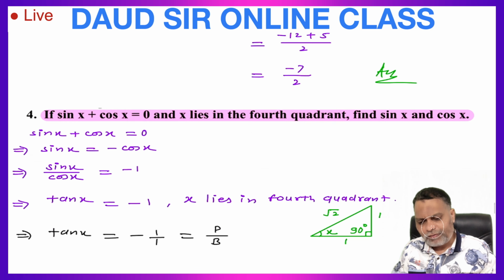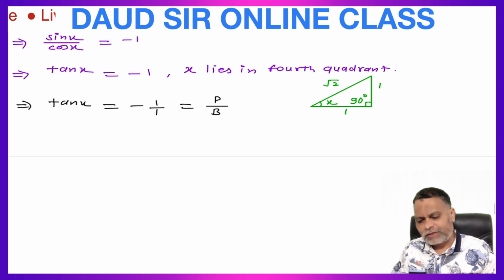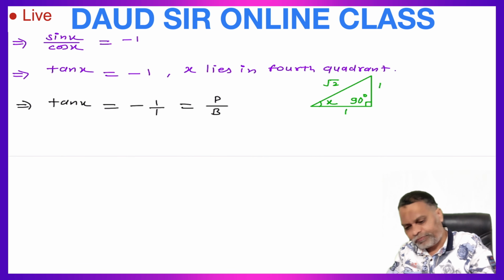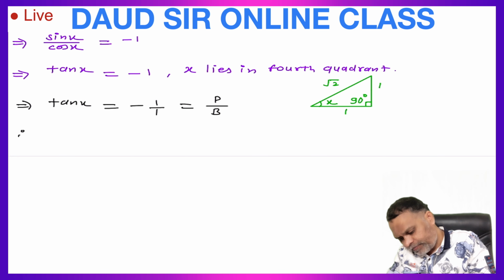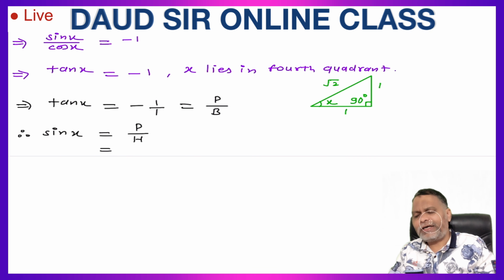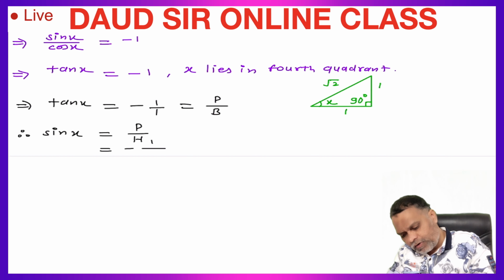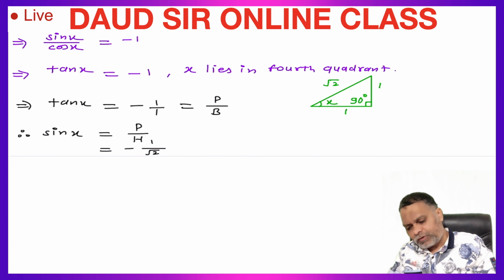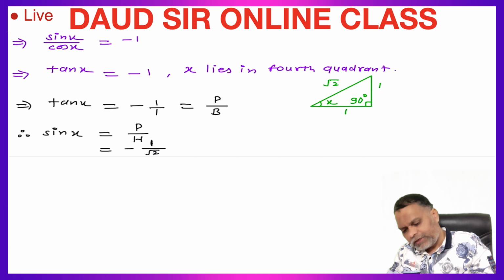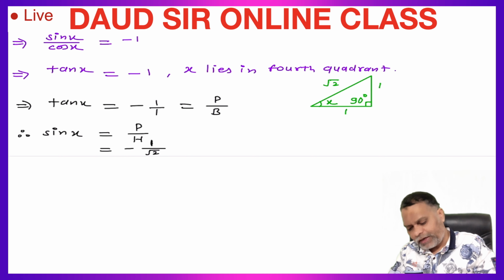Now we can write the value of sin x and cos x. And x lies in the fourth quadrant. Therefore, sin x is equal to perpendicular upon hypotenuse. In the fourth quadrant, sin is negative, so put the minus sign. Perpendicular upon hypotenuse, perpendicular is 1 and hypotenuse is root 2. So this is 1 upon root 2. So the value of sin x is minus 1 upon root 2.